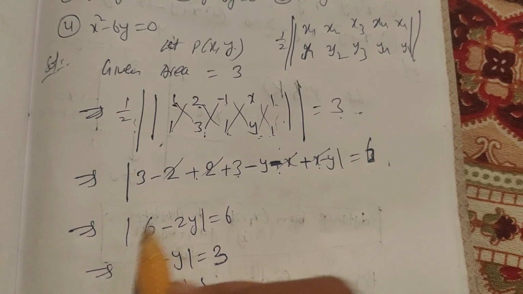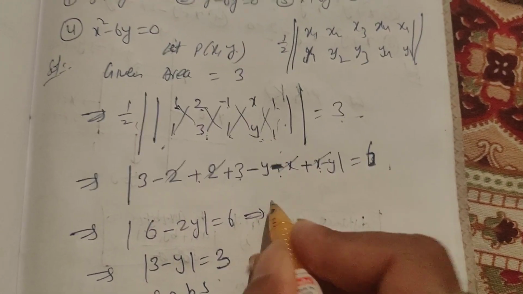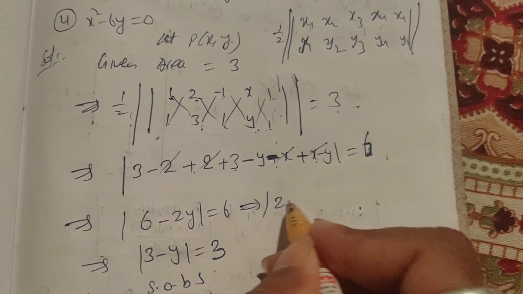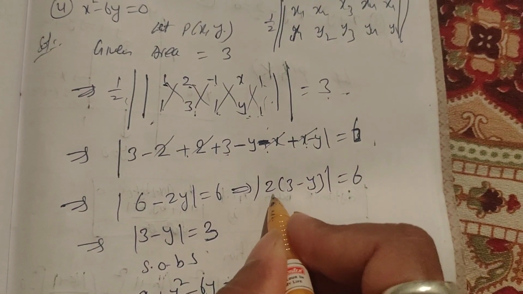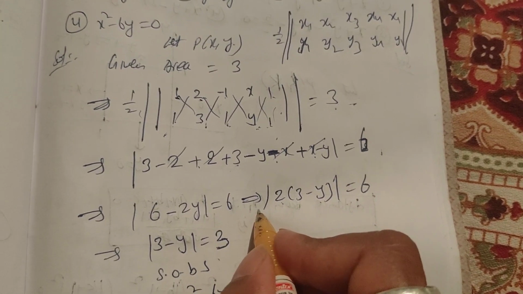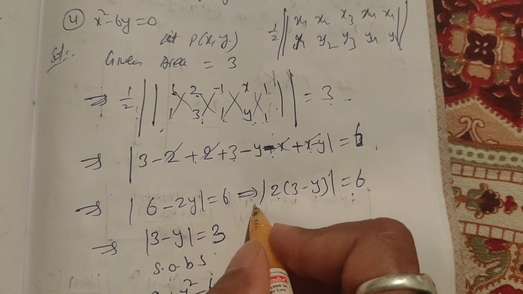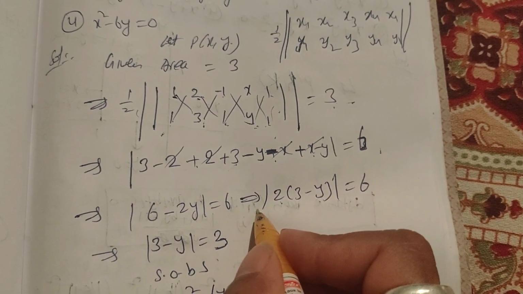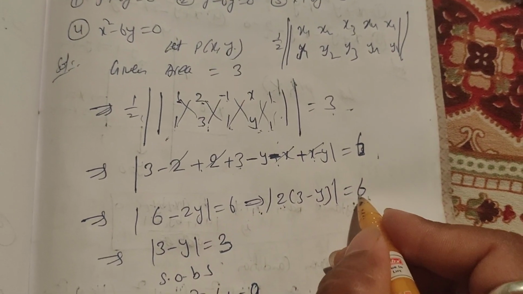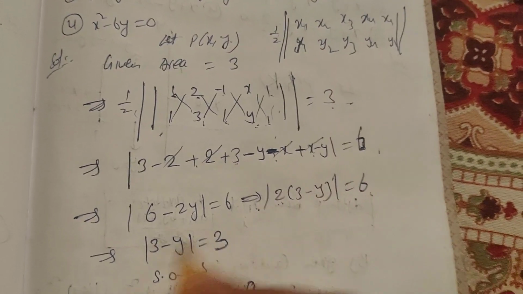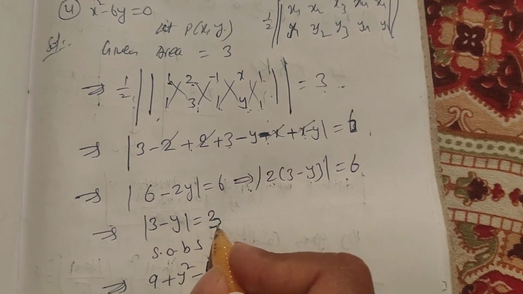So here, write one more step. If you take 2 common, 3 minus y is equal to 6. In the modulus we can write 2 outside whenever it is in the product. Plus 2 only, so if you write it outside that gives 2 only. 6 divided by 2, 3 times going, so modulus of 3 minus y is equal to 3.